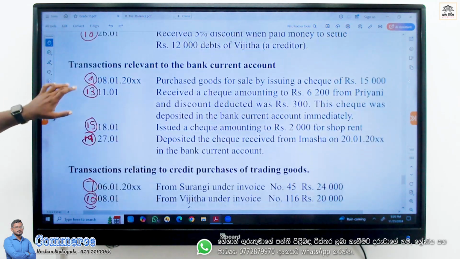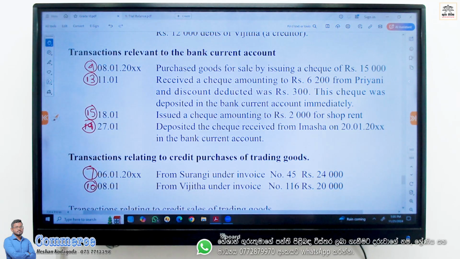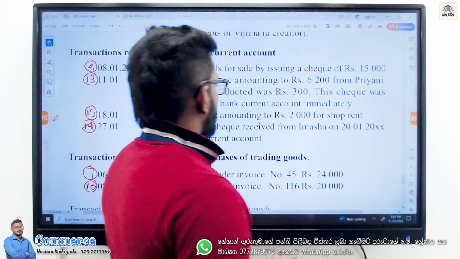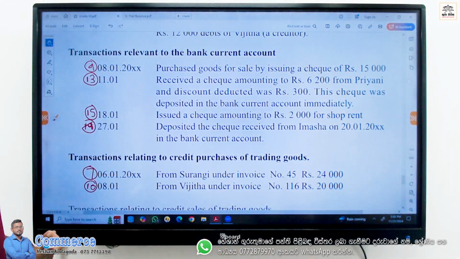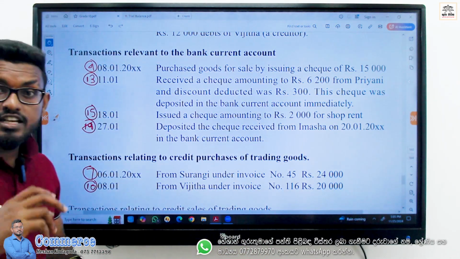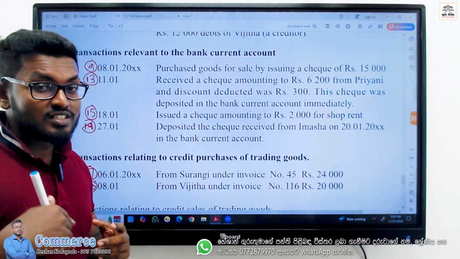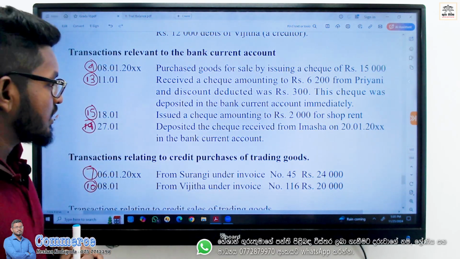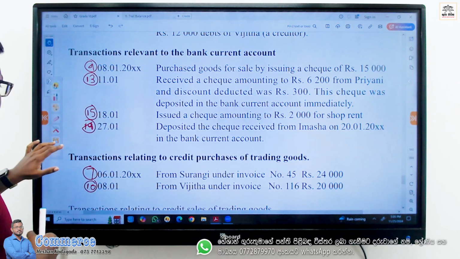Where's the 15? This. Issued a check amounting to rupees 2,000 for shop rent. So what is the double entry? Cash book credit, sorry, bank account credit, because it's issuing a check. Bank account credit, rent account debit, 2,000. So 18th of January.